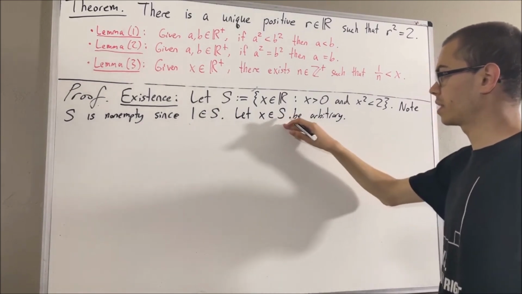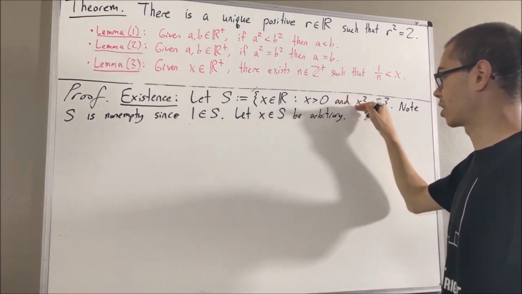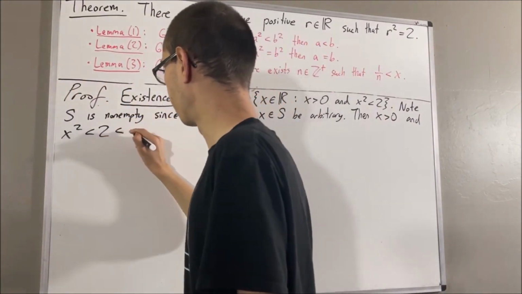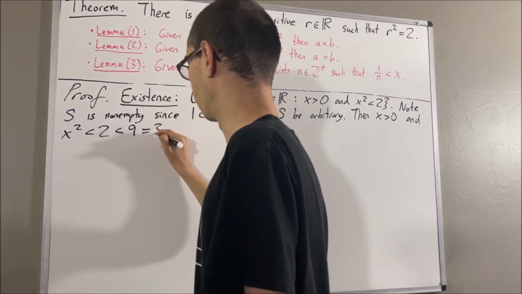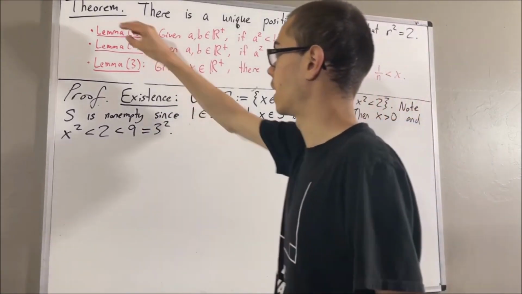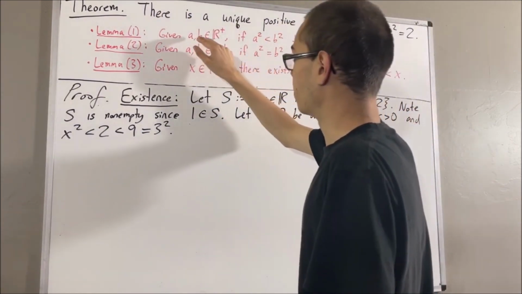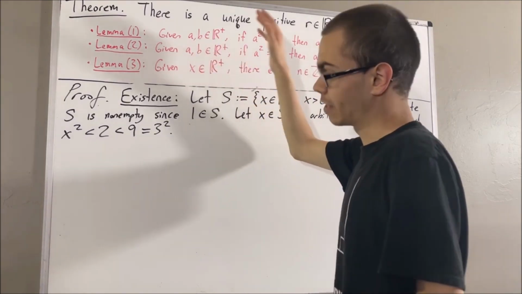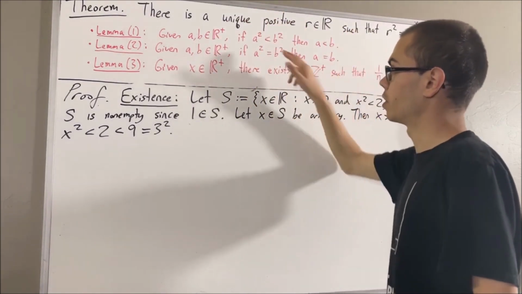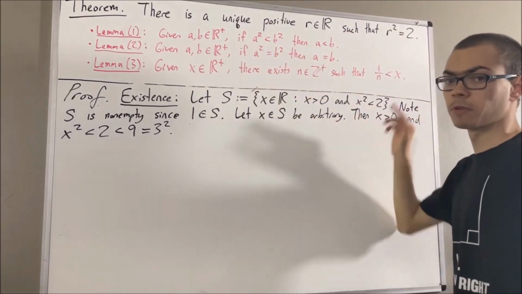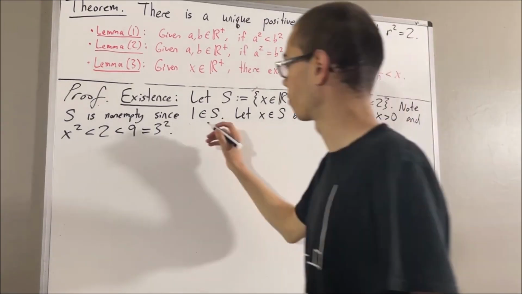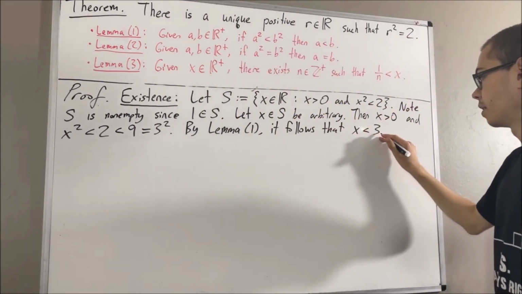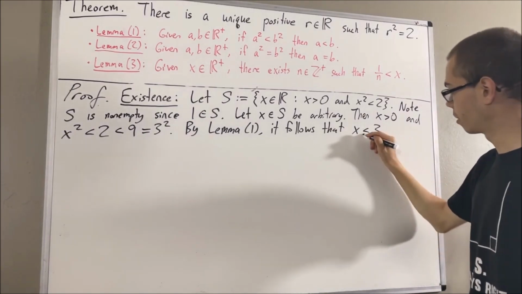Well, since x is an element of S, this tells us that x is greater than 0 and x squared is less than 2. And we know that 2 is less than 9, and 9 is equal to 3 squared. And now we can apply lemma 1. If we take a and b to be x and 3 respectively, yes, x and 3 are both positive, and also we know that x squared is less than 3 squared. So it follows that x must be less than 3. And since x is less than 3, we have that x is less than or equal to 3.